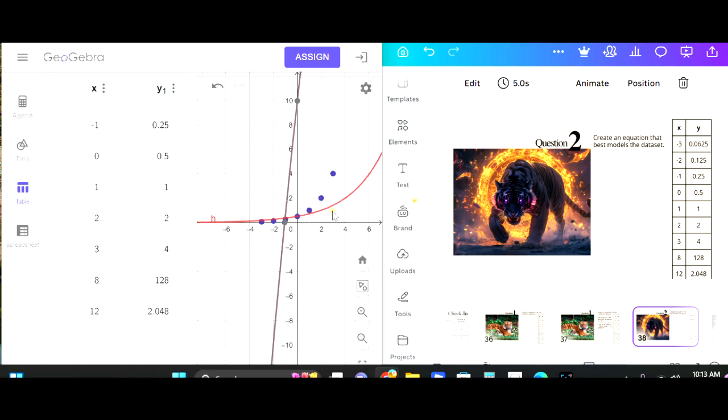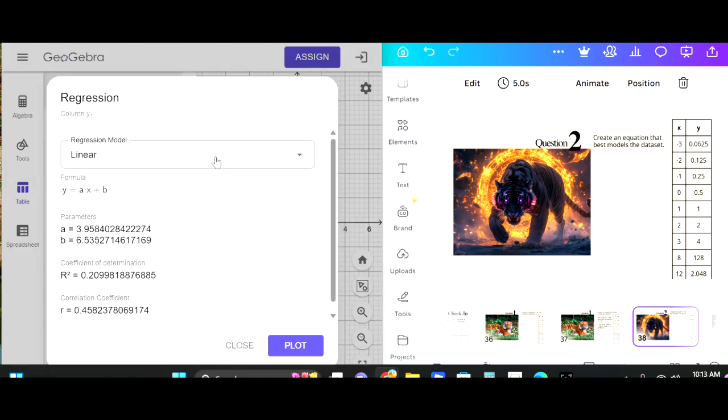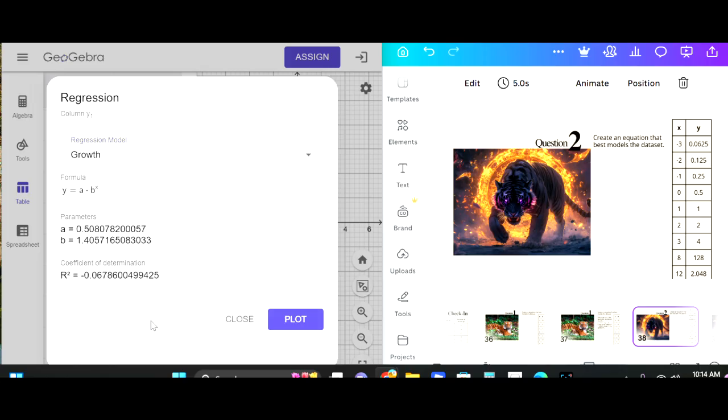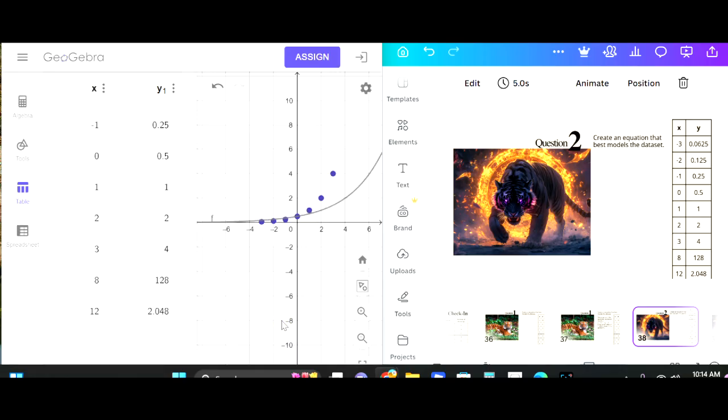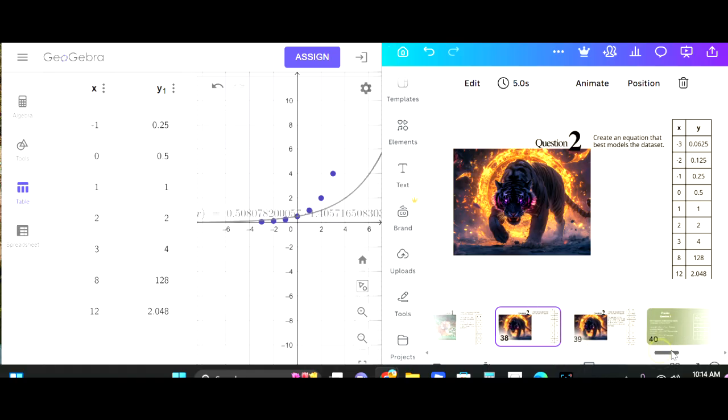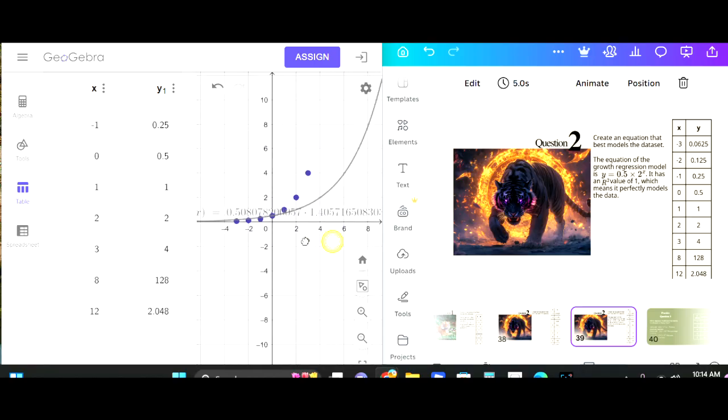Let's get rid of this one. Let's get rid of this one. Let's get rid of this one. Wow. Okay. Regression. Growth. Plot. Okay, sure. Let's see what our equation is. And let's see what they say. They say we should have 0.5, which we have, times 2, which we don't really have.